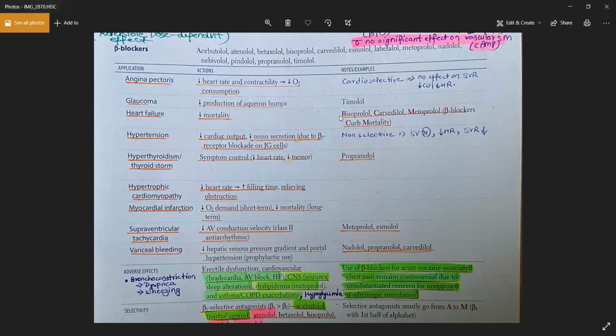So these agents should be given: carvedilol, metoprolol, bisoprolol, because they inhibit the RAS.